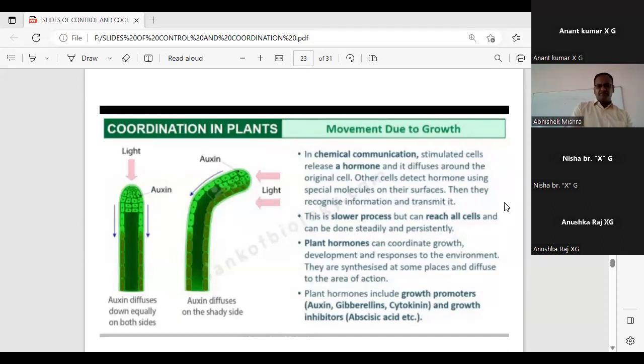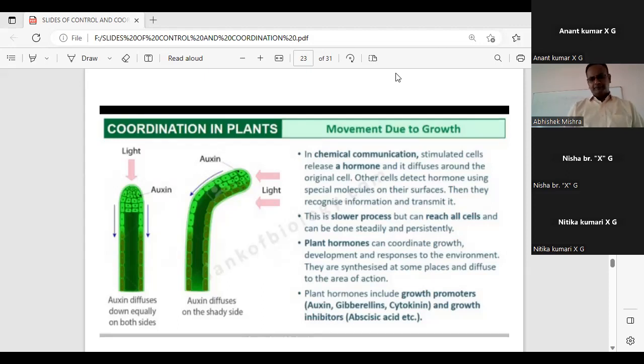Yes, Anand, unmute yourself. Yes, sir. Anand, explain this image. In this picture, we see that on the light coming side, the oxygen is less in number, and due to that, the oxygen diffuses to the side away from the light. Away from the light, okay?